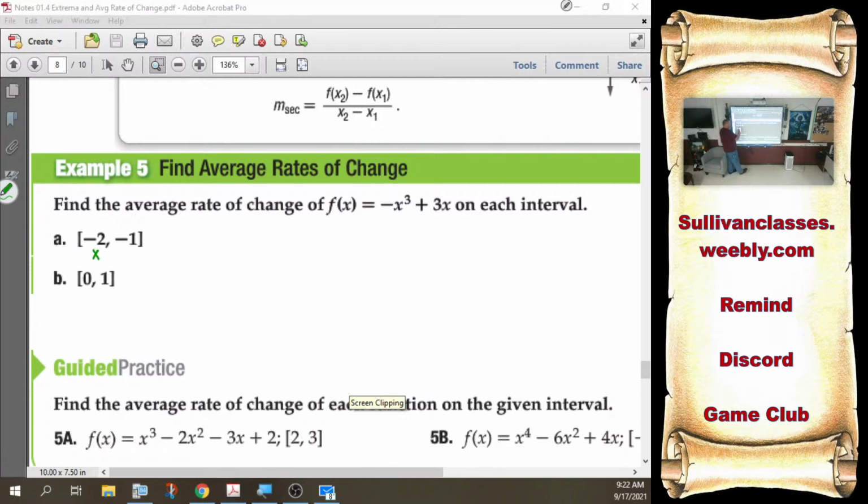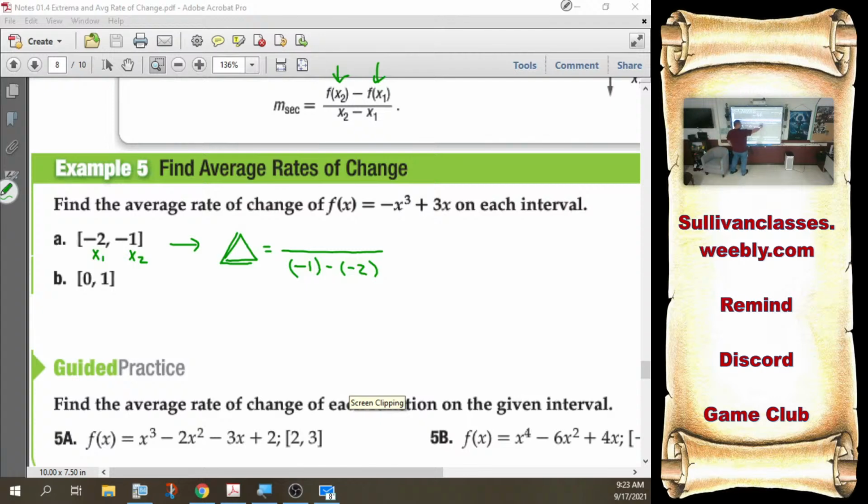So this is x sub 1, this is x sub 2. I need the function outputs that also go with them. So my average rate of change, you can also write it as delta. Delta means change. Okay, you ever seen that before? Little goofy triangle in science. The change or rate of change is going to be, well, I know x2 and x1, that's -1 minus -2, but plug them in.